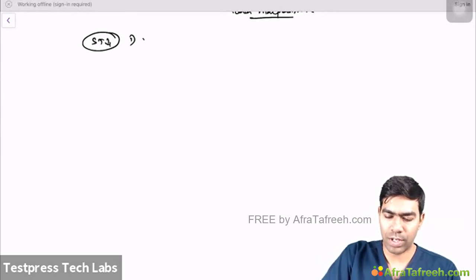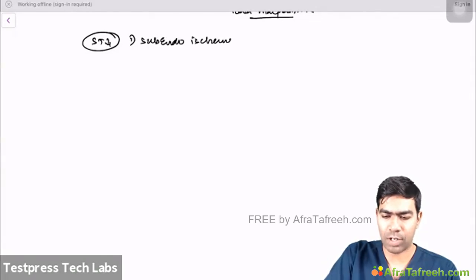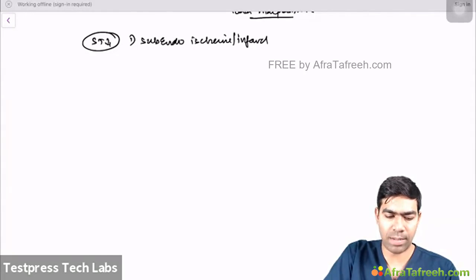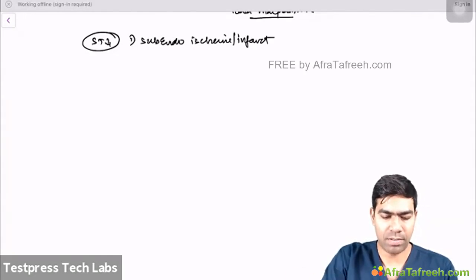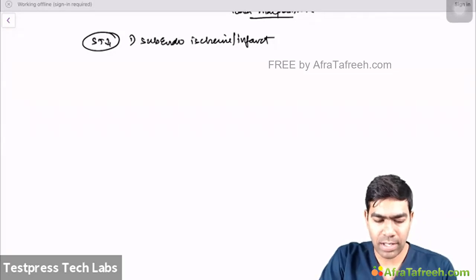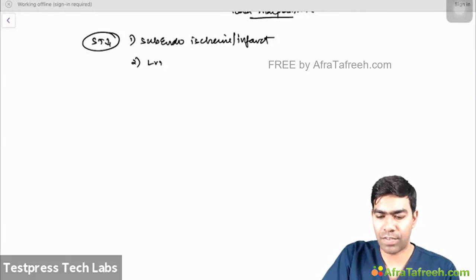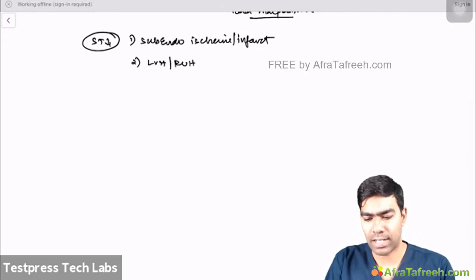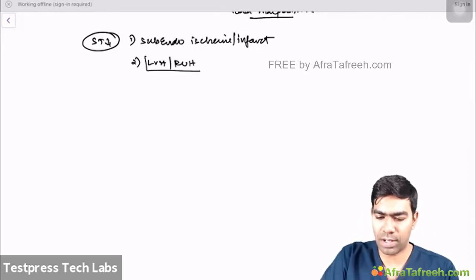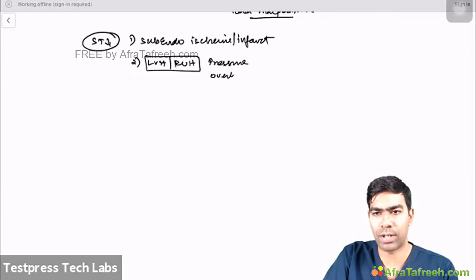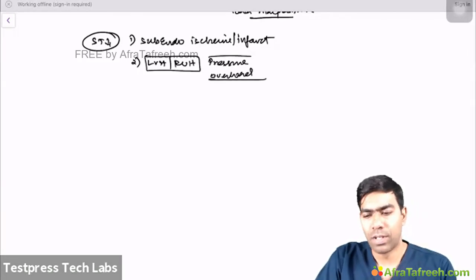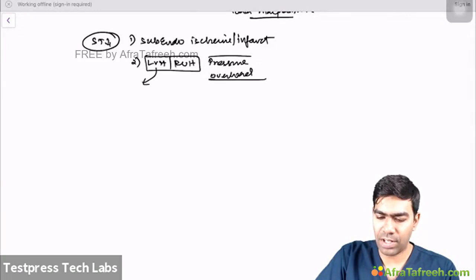The first one you need to think of is subendocardial ischemia or an infarct. Subendocardial ischemia or infarct can produce ST segment depression, so not a big deal. At the same time, you can get ST segment depression in chamber hypertrophies, especially left ventricular hypertrophy and right ventricular hypertrophy. More importantly, this kind of ST segment depression happens in a pressure overloaded ventricle, not a volume overloaded ventricle. That's very important.